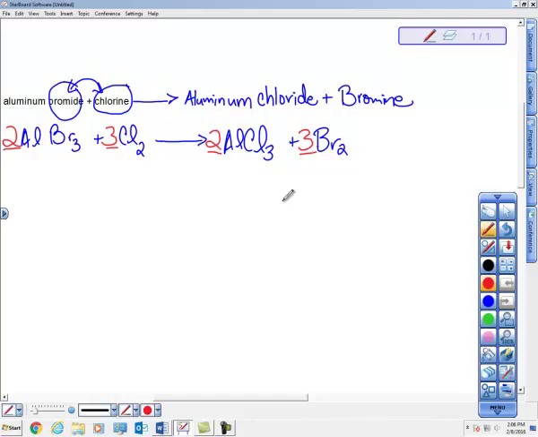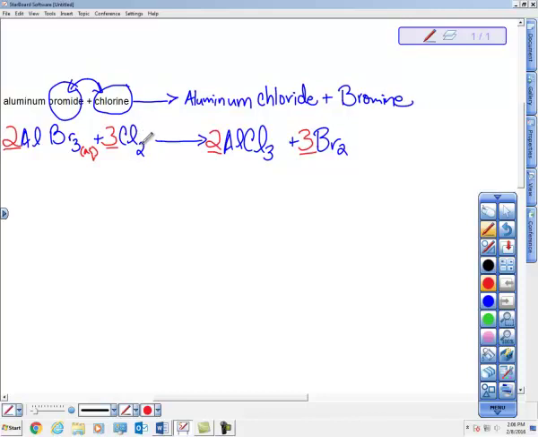Alright, here we go. So let's start with that aluminum bromide. The rules for bromides are they are soluble except silver, mercury, and lead. Well, luckily we don't have silver, mercury, or lead. That means that this guy is soluble. What is the symbol for soluble? AQ. Good job.